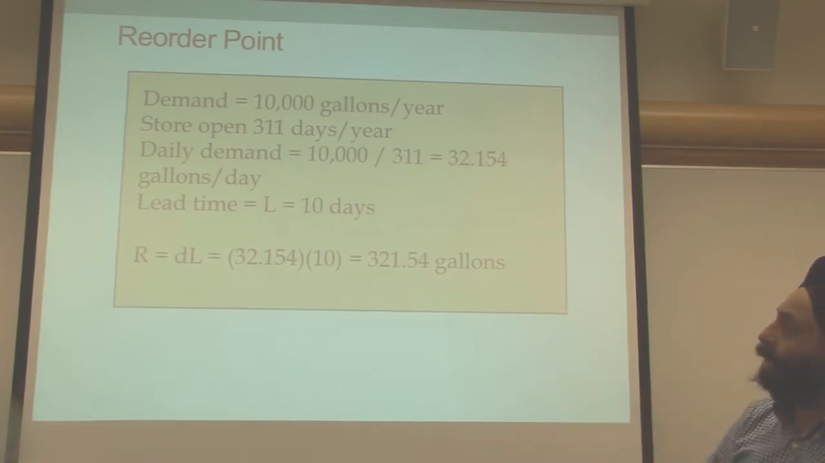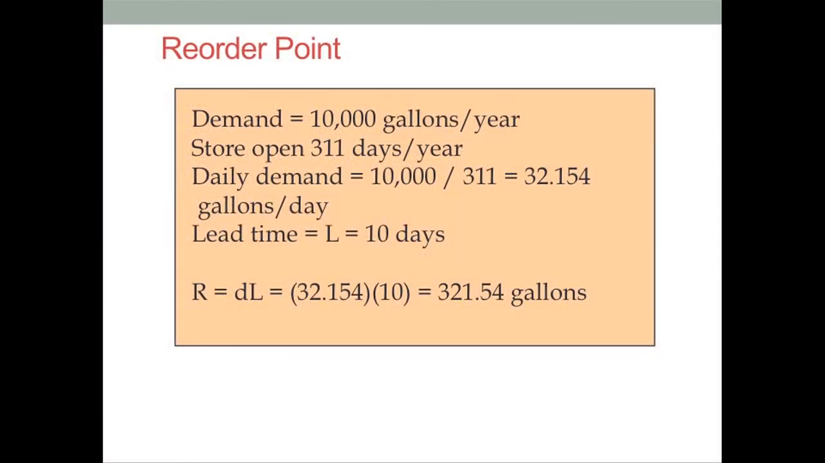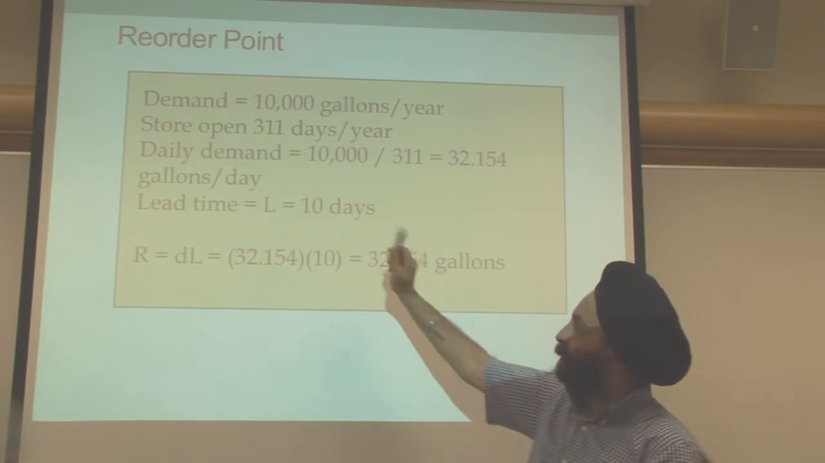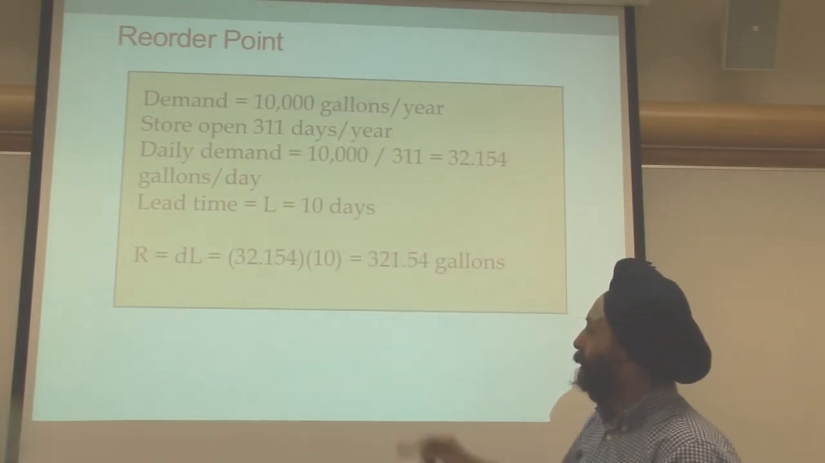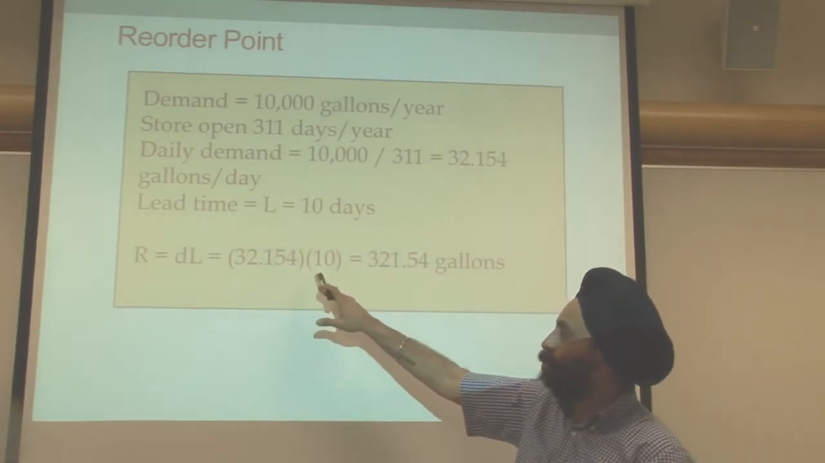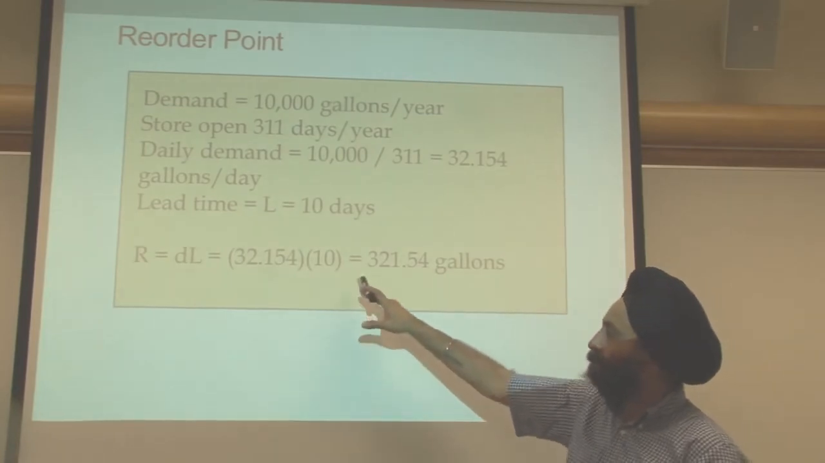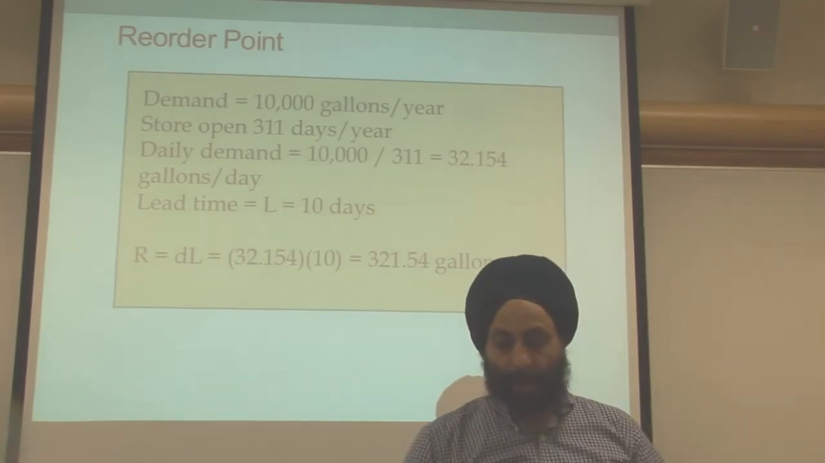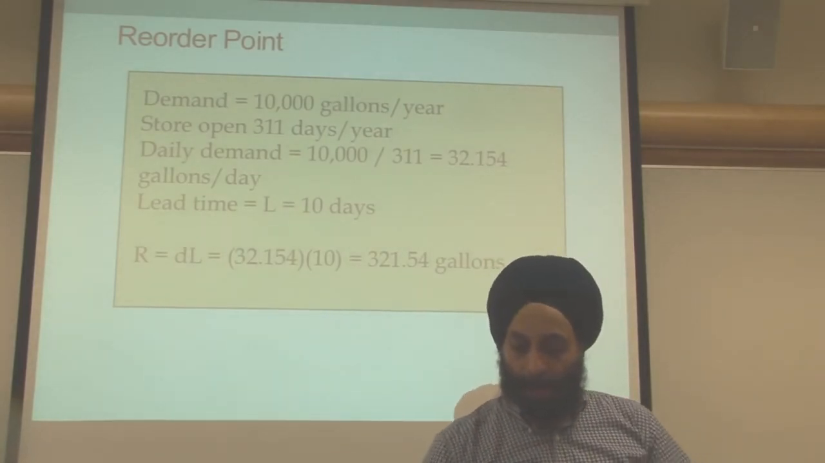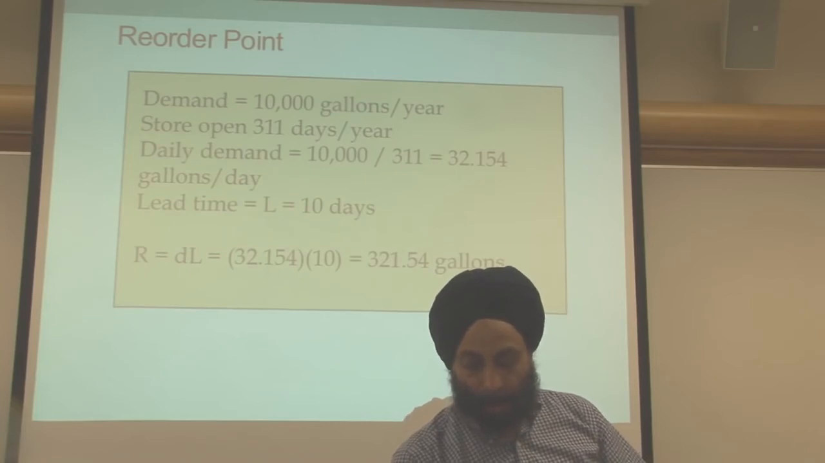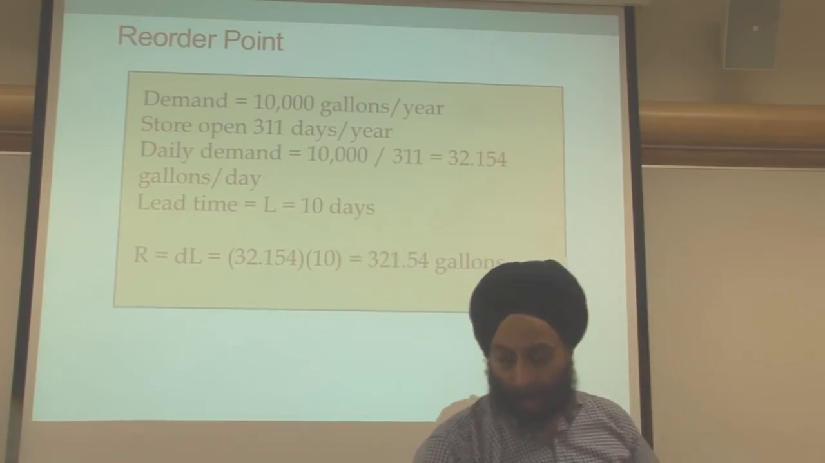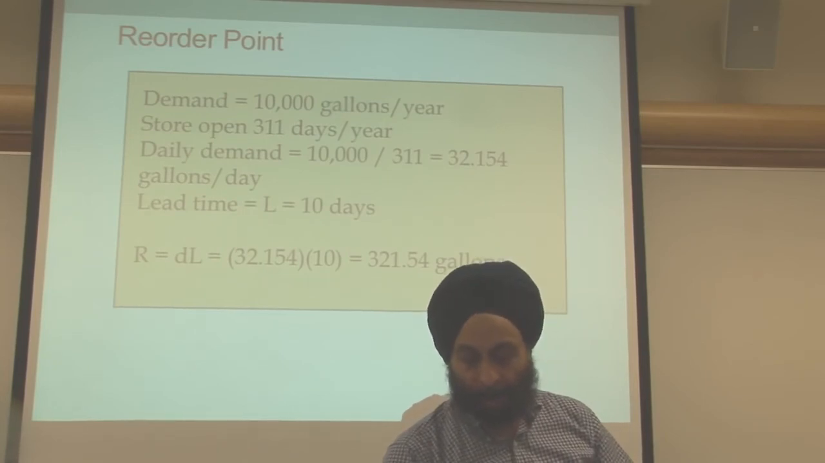Store is open 311 days in a year. So daily demand comes out to be 10,000 divided by 311, which is 32.154 gallons per day. Lead time, if it's given to be 10 days, your reorder level is 32.154 times 10, which is 321.54 gallons. So as soon as you reach that level, an order should go to the supplier to make sure they deliver within 10 days and you don't run out of merchandise.